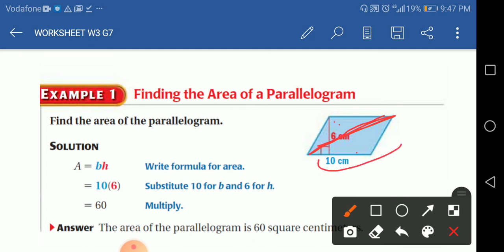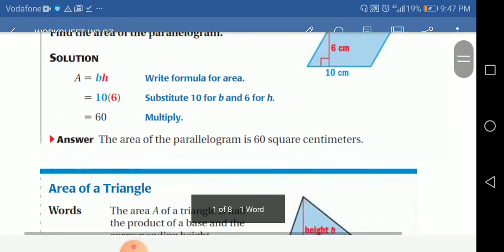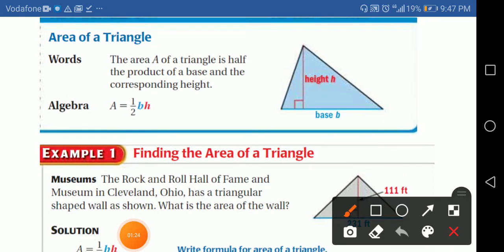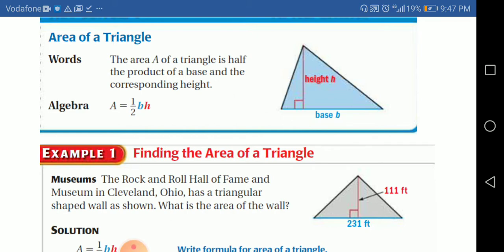So the area of the triangle, what do you think? Half of the area of the parallelogram. So I can say it's half what? Half base times height. So I'm going to say half base, this is the base, times the height here. The height must be perpendicular, 90 degrees.